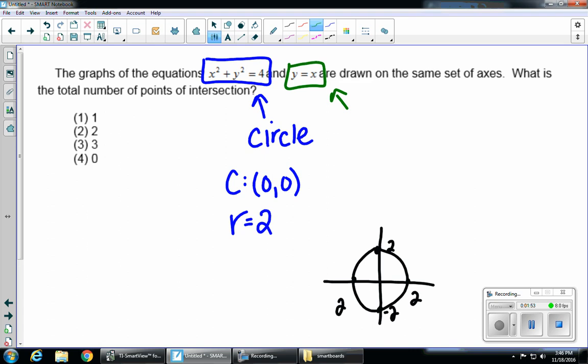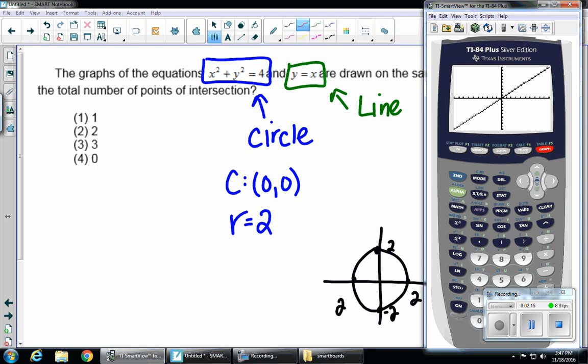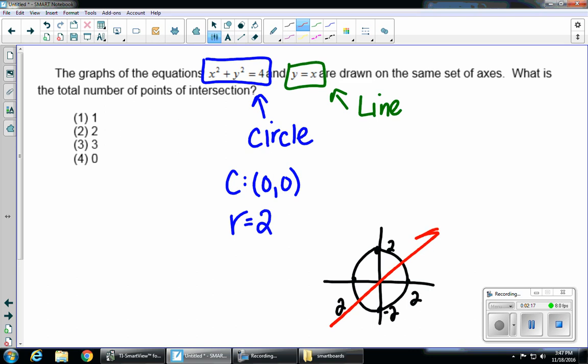For this, you have two options. You can go to your calculator and look at the picture or the table, or you can use the slope and y-intercept. So if I go to my calculator, I can go to y equals, clear out anything I have there, and I'm just going to put in x because my equation is y equals x. If I take a look at my graph, it's a straight line that runs straight through the origin. So it's going to look something like this on my graph. And I have 2 points of intersection. So that's my answer.